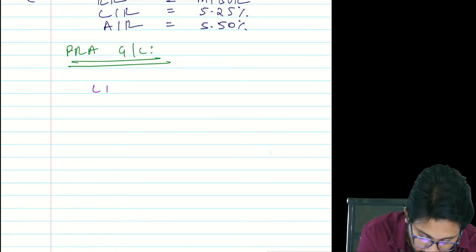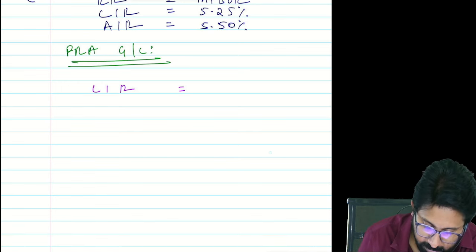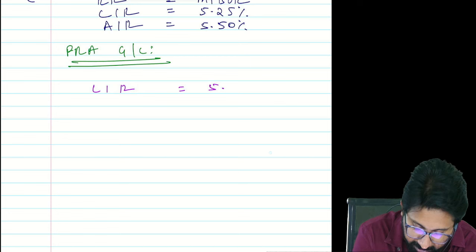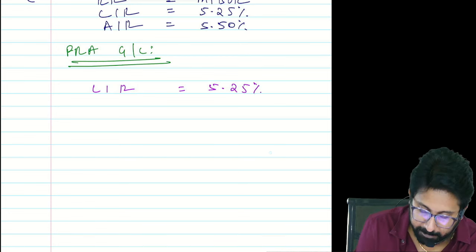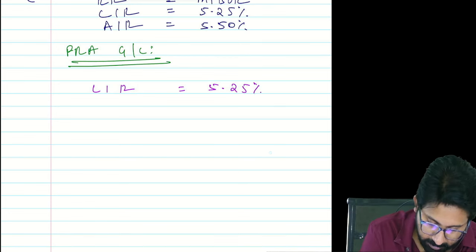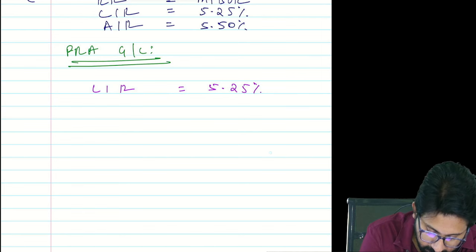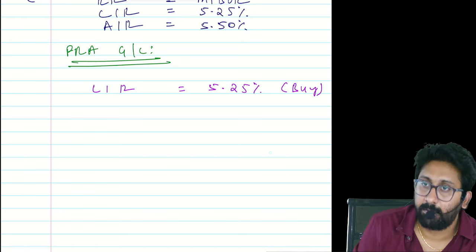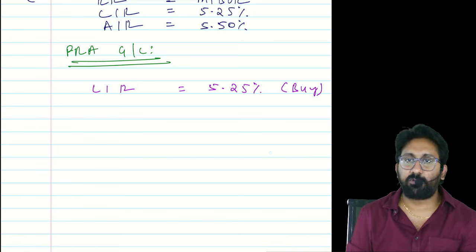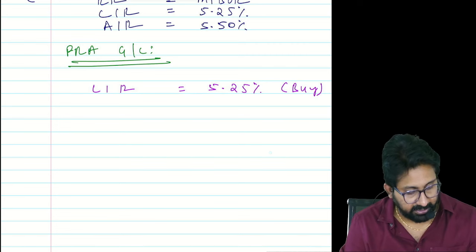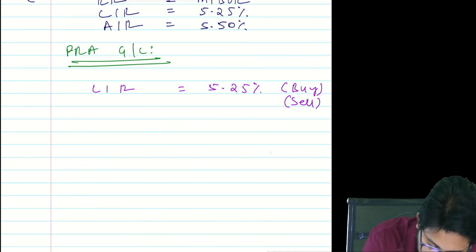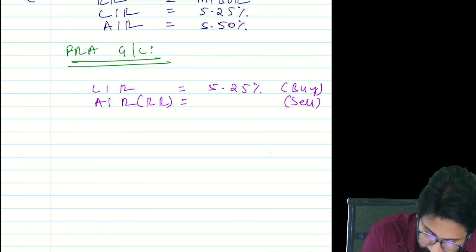FRA gain or loss. Locked in rate. 5.25%. Write down buy. In derivatives, you will buy, and you take a counter sell. We will take a counter sell at the actual interest rate, also called the reference rate.